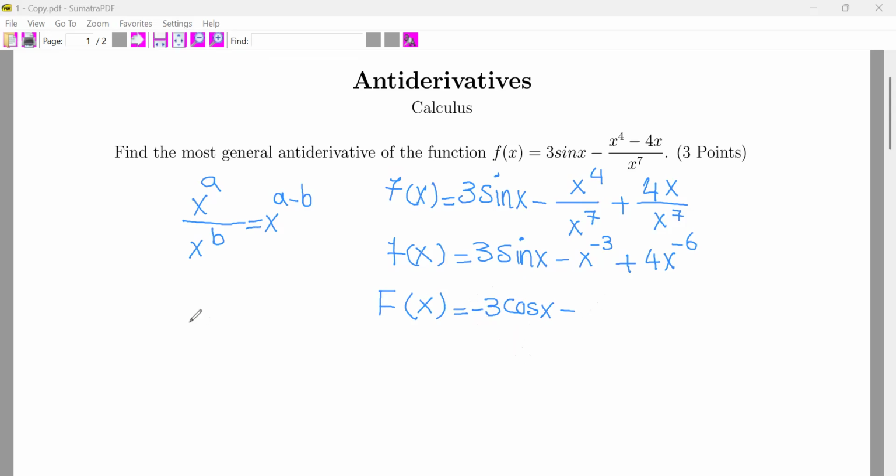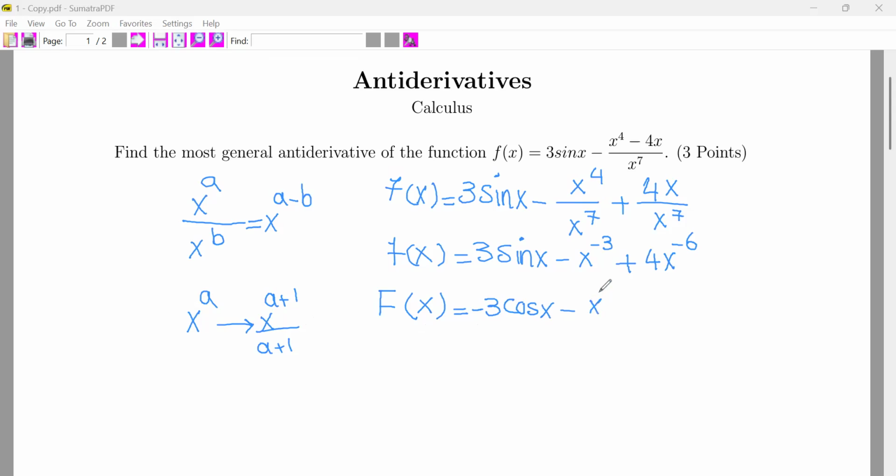For powers of x, like x to the a, when we want to take the derivative, we are going to subtract 1 unit from the power. But when we are going to find the antiderivative, we would add 1 to that power and divide by the number that we have written. So we would use this rule here.